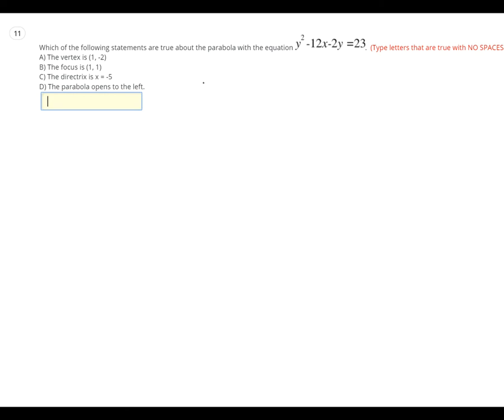I'm going to rearrange and get the y's on one side and the x's on the other, right? So I'm going to go y squared minus 2y. I'm going to leave myself room for my blank equals. How do I move this x to the other side? Add it, and then we already have a plus 23 over there. Have to complete the square.